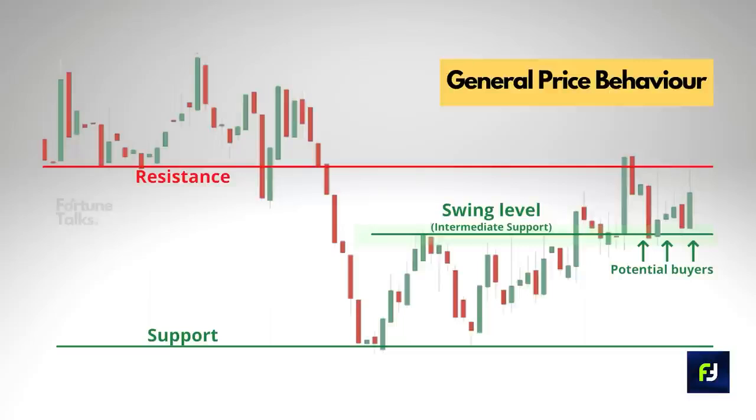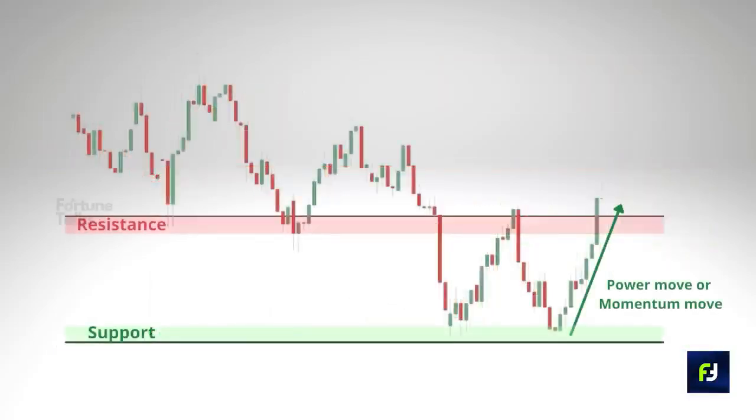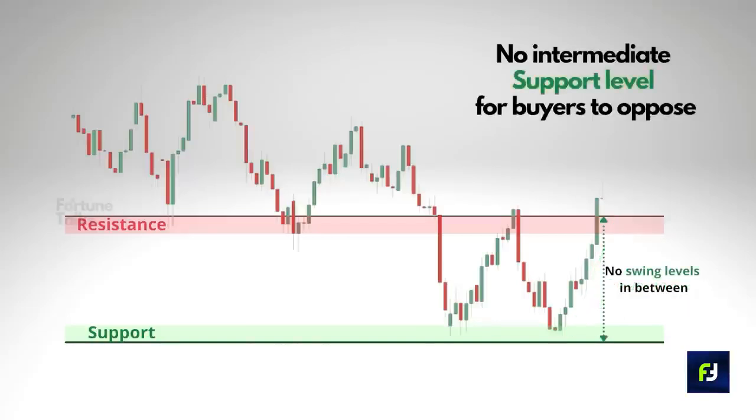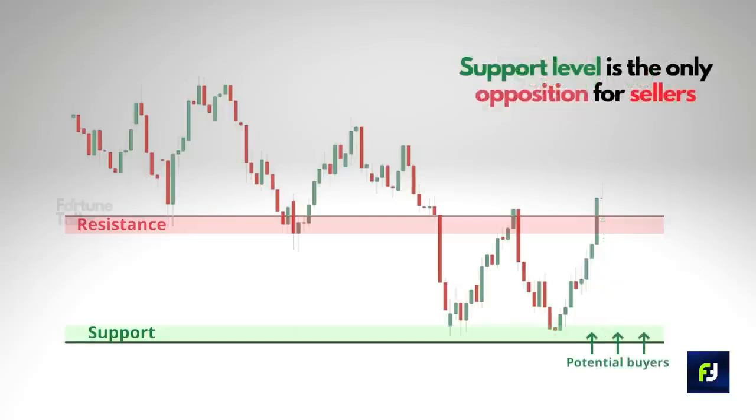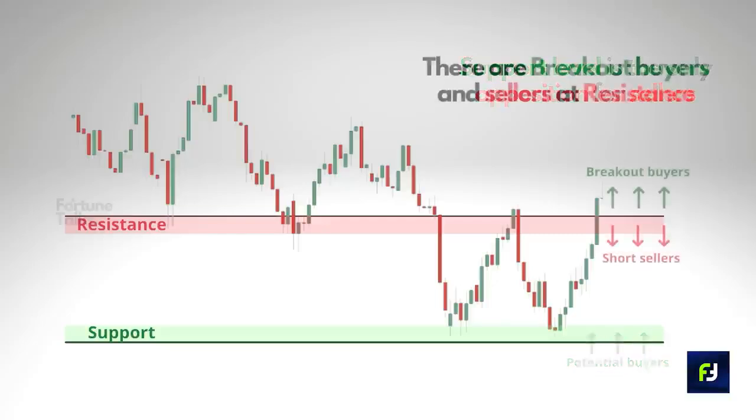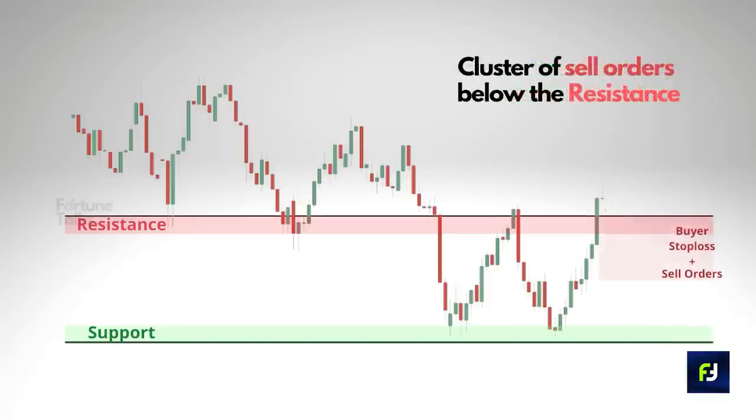Now what happens when the market has given a power move into a level? In this case, let's talk about a resistance level. It means that there are no intermediate swing levels to support these higher prices, or there are no obvious levels for the buyers to come in to oppose the sellers if they sell at the resistance. Now the only possible area for buying is the previous support level, and so there will be a lot of sellers waiting at the resistance to sell, and also a lot of buyers who look to buy the breakout, who place their stop losses below the resistance.